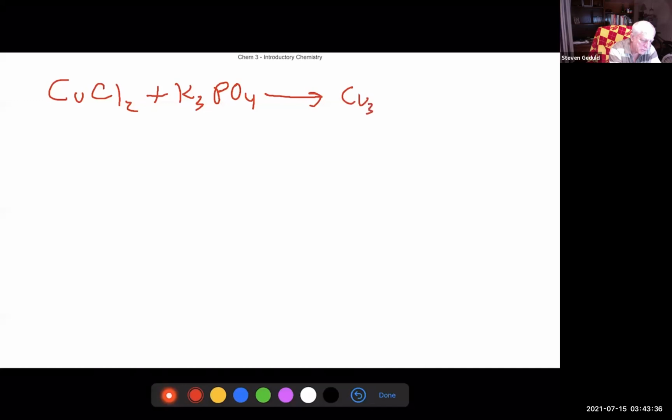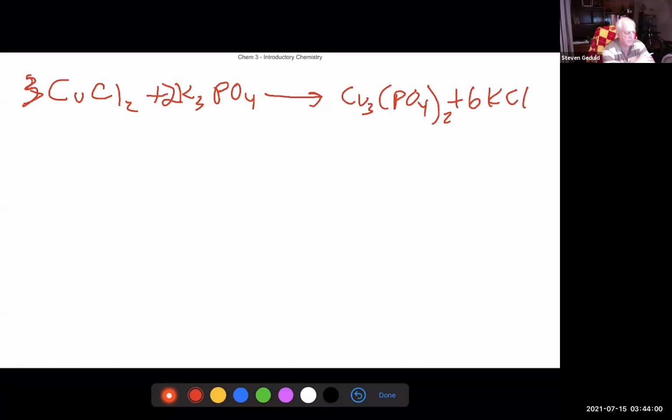So copper 2 phosphate, Cu3(PO4)2, right? Plus 6 KCl. All right, let's see if it balances right so we can do this. So this is a 3, this is a 2, this is a 1, and that's a 6. So we should have three coppers, six chlorines. We have six chlorines. We should have six potassiums, and two phosphates. So that's balanced. And that one's done, right?